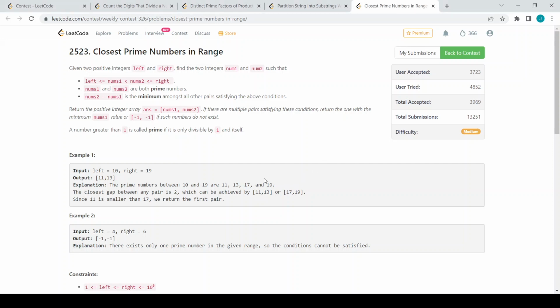Let us solve today's fourth problem of this weekly contest 326. And this was a pretty medium problem. And what does this problem state? The closest prime numbers in range: given two positive integers left and right.